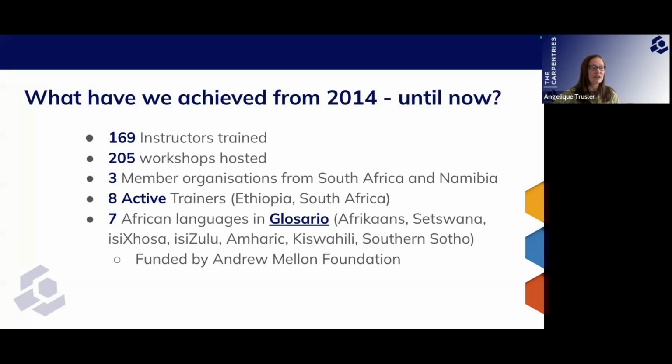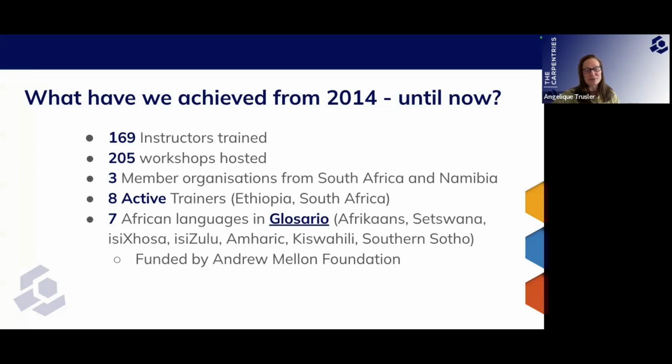We have hosted more than 205 workshops on the continent since 2013. We have 3 member organizations, 2 from South Africa and 1 from Namibia. 8 active trainers. These are individuals who train instructors. I'll have a picture for you later just to explain what the organogram looks like. These trainers are based in Ethiopia and in South Africa.